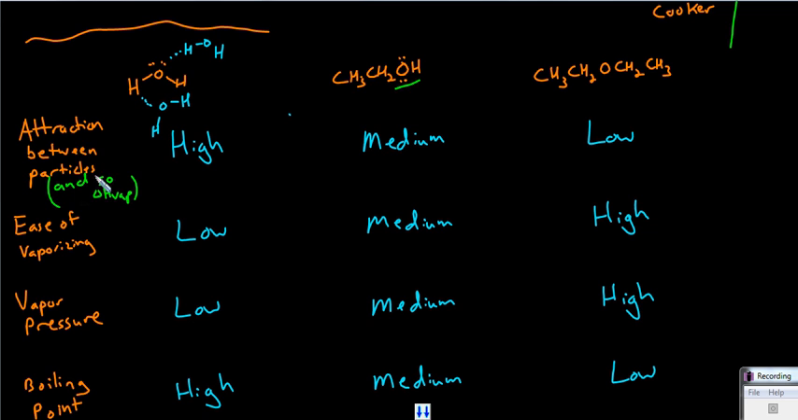Now, we could see actually that these attractions between the particles are very highly related to the heat of vaporization, which you'll be interested in if you're in my AP class. Now, the ease of vaporizing is affected by this attraction between the particles. Water has a lot of stickiness between the water particles, so that it's difficult to separate the particles. In order to vaporize, they have to break these hydrogen bonds, which is difficult. Water has a low ease of vaporizing.